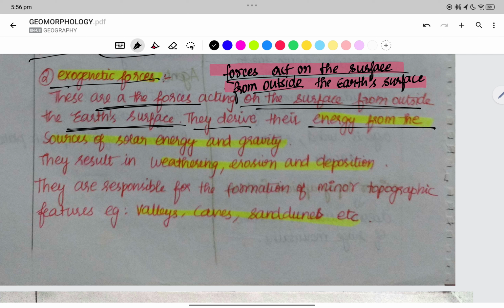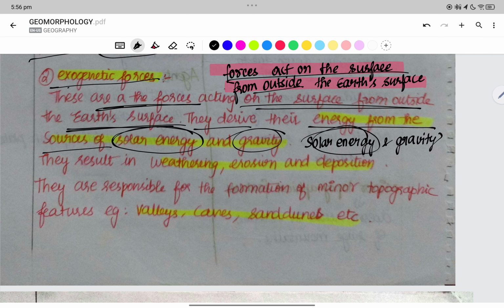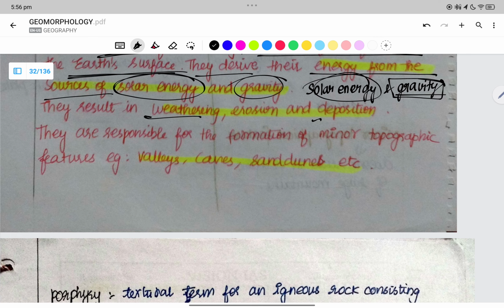They derive their energy from sources such as solar energy and gravity. So their sources are only two: solar energy, and then we have gravity. The result is weathering, erosion, and deposition.